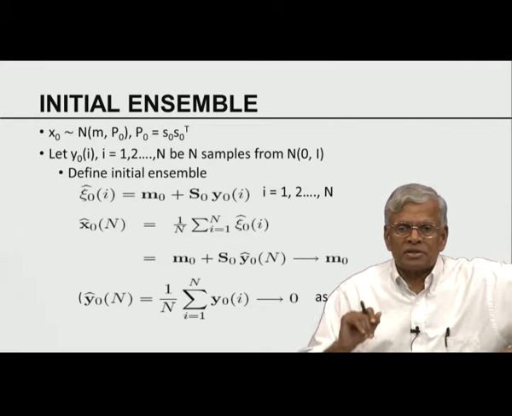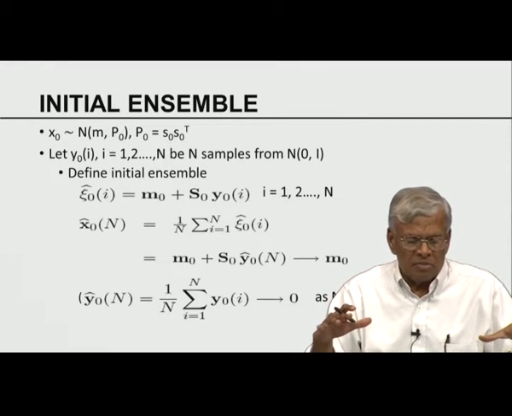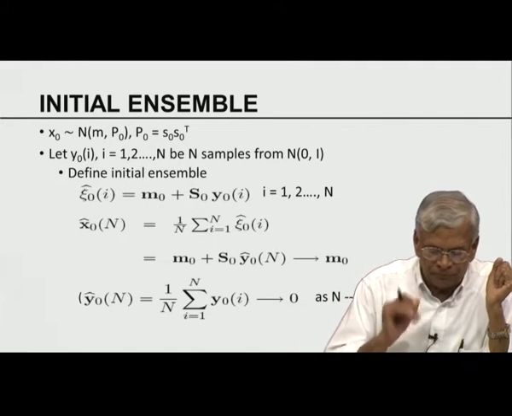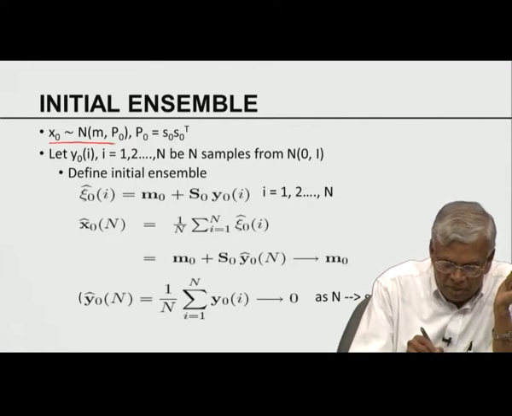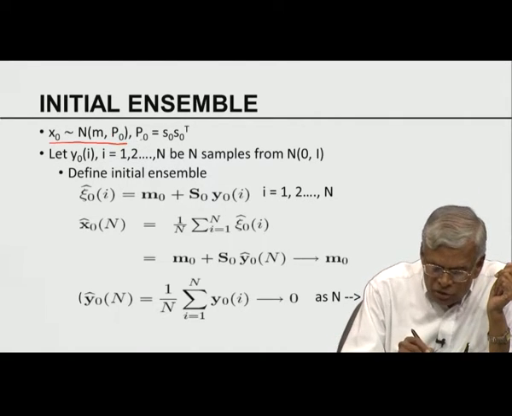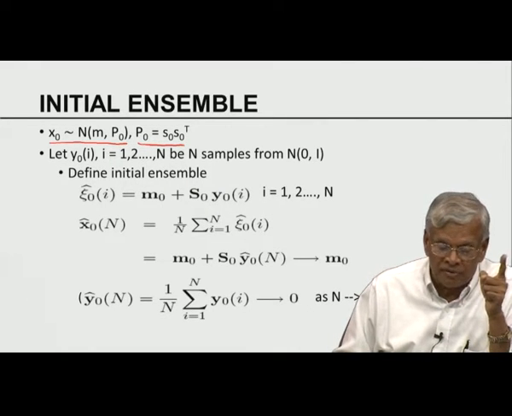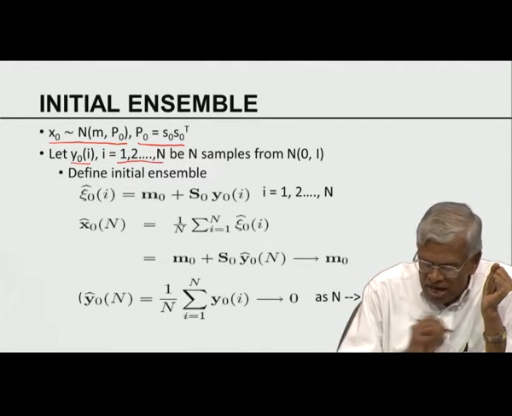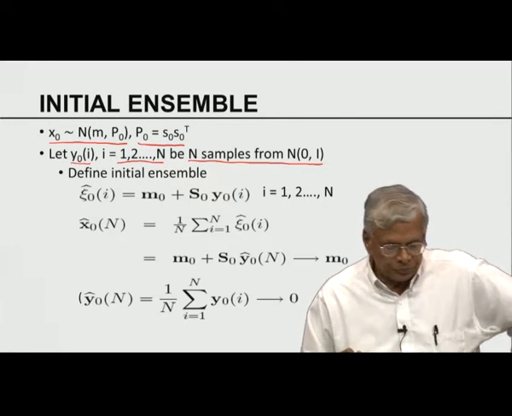So how does the ensemble method start? I have a model, I have observations, I have the underlying properties, I have the basic facts already described. So what do I need? Initially I am given the initial distribution of x naught, which has mean m and covariance p naught. So first do a Cholesky factorization of p naught, which is s naught s naught transpose. Please remember, Cholesky we have already seen.